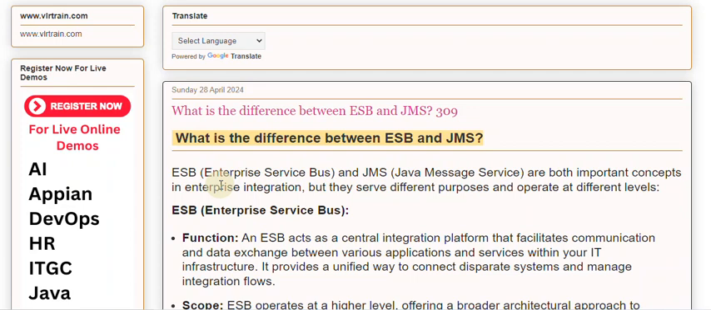ESB, Enterprise Service Bus, and JMS, Java Message Service, are both important concepts in enterprise integration, but they serve different purposes and operate at different levels. ESB, Enterprise Service Bus. Function.